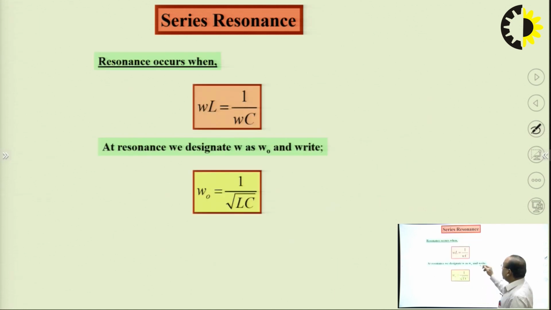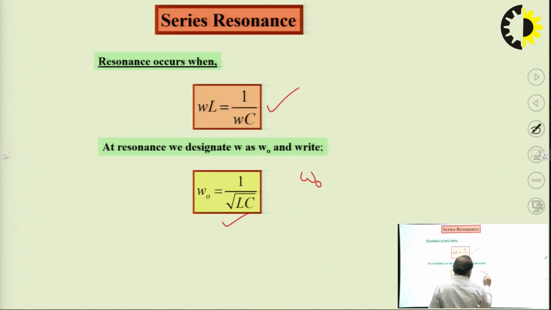So, this is the condition for resonance, omega L equal to 1 by omega C, and from this we can find omega naught, which is 1 upon root LC. This is the resonance frequency. So, omega naught is representing the resonance frequency of the circuit.